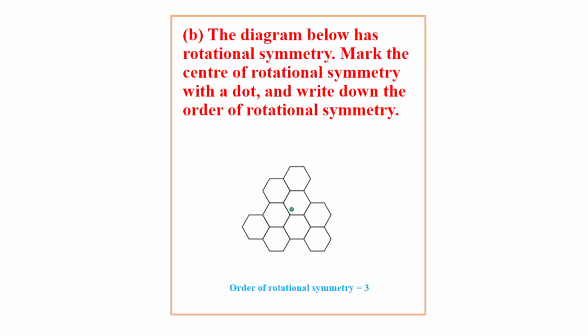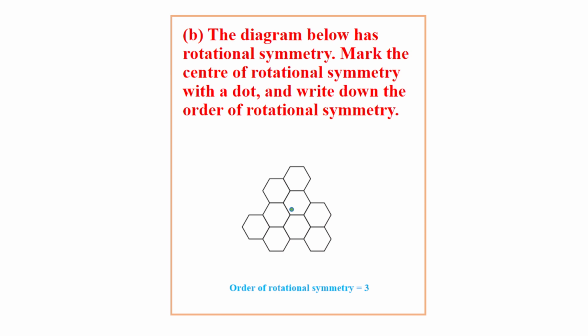The diagram shown in part B has rotational symmetry. We need to mark the center of rotational symmetry with a dot, and write down the order of rotational symmetry. First, let's find and mark the center of rotational symmetry. To do this, we observe the shape carefully.